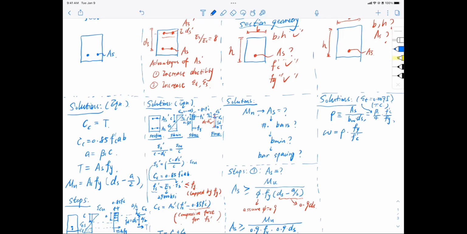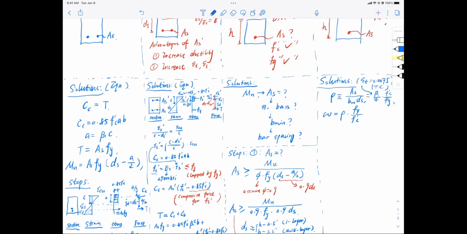Now let me name some names. Rho, and this is especially for the exam, rho is called the reinforcement ratio. Omega is called the reinforcement index, but omega is only a function of f'c. Actually, it's only a function of beta 1, and beta 1 is only a function of f'c. So when we say reinforcement index, it's really just concrete.